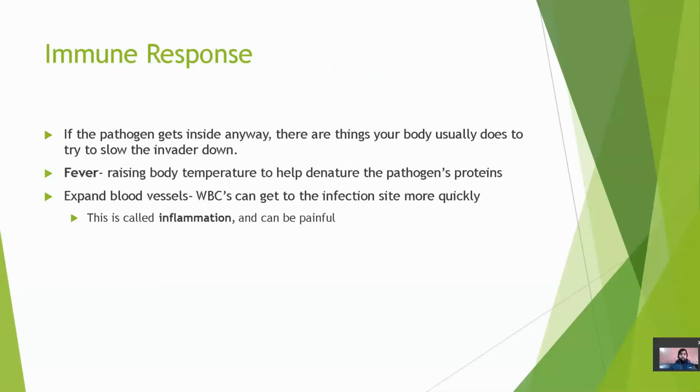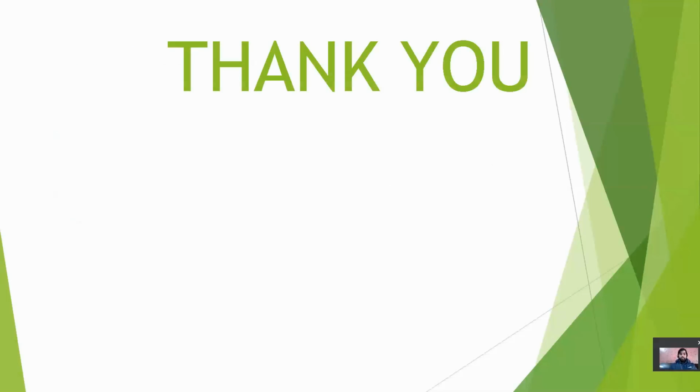Immune response. If the pathogen gets inside, there are things your body usually does to try to slow the invader down. Immune response can be shown in the form of fever. Fever is raising body temperature to help denature the pathogen proteins and expand blood vessels so WBCs can get to the infection site more quickly. This is called inflammation and can be painful. So that's all about the immune system.